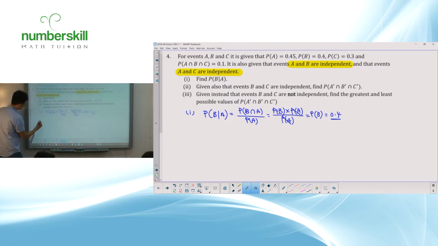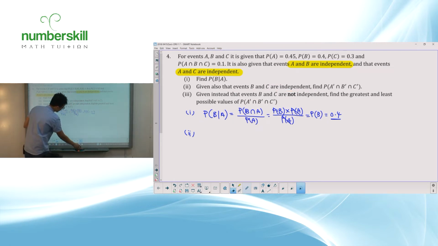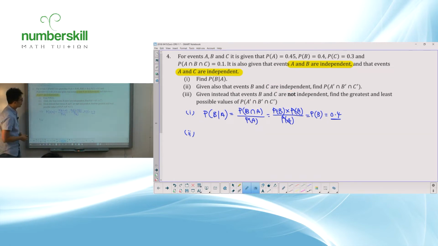Part 2 is one of the scary things that I was telling you about. Okay, events B and C are also independent. Now, what does this add on? Well, not much really, except now we know that we can find B intersect C. We can just take the product of P(B) and P(C), and then we get B intersect C. That's all we know. Now then, we want to find this. Now, what the heck is this?